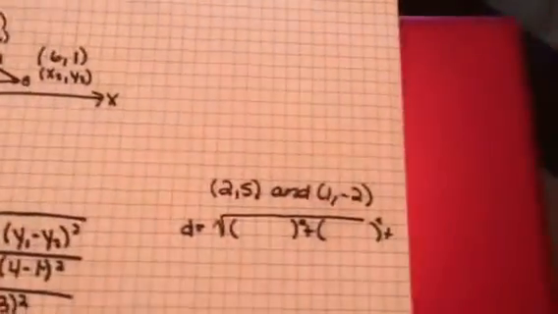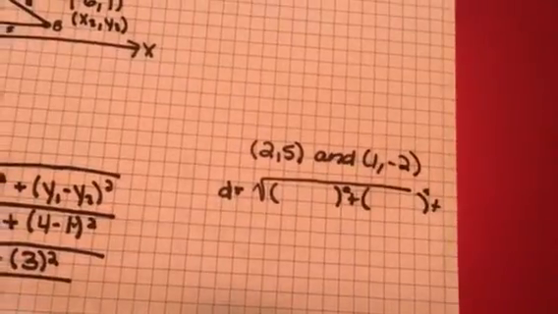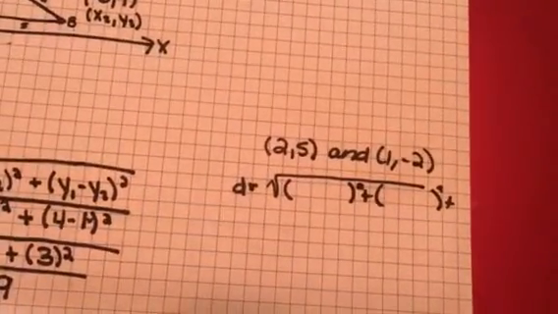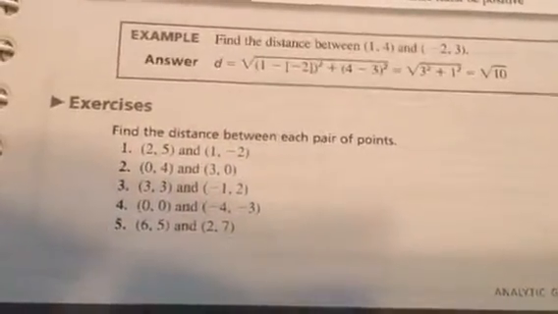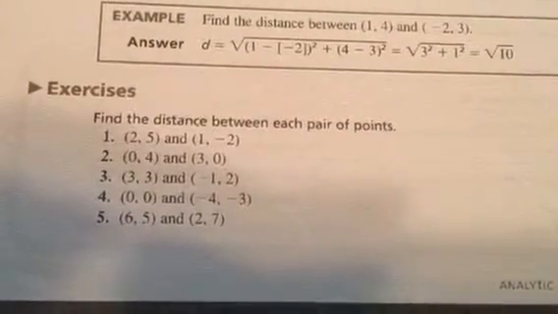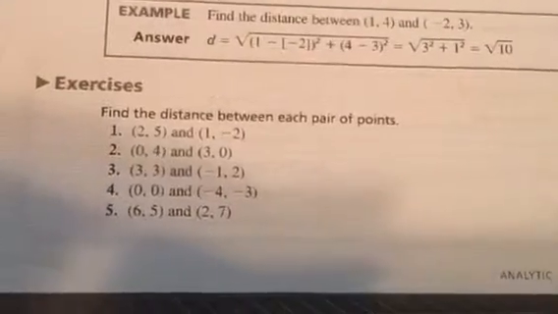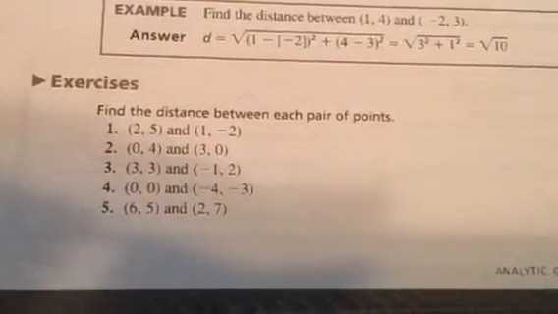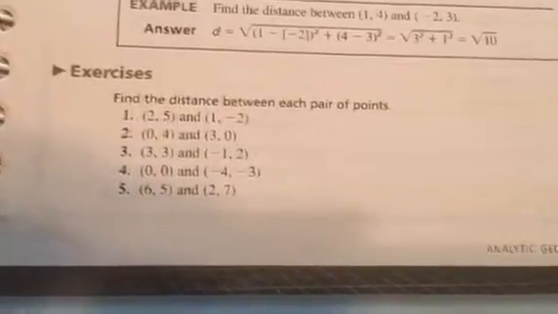Okay, I want to do problem number 1 with you guys as another example. Instead of drawing a triangle, what they've done is said, find the distance between each pair of points. So for number 1, they give us the points (2, 5) and (1, -2). If you want to do that, you can graph them, but you do not have to because you have a formula that you can plug the numbers into, and I'll show you how that's done.